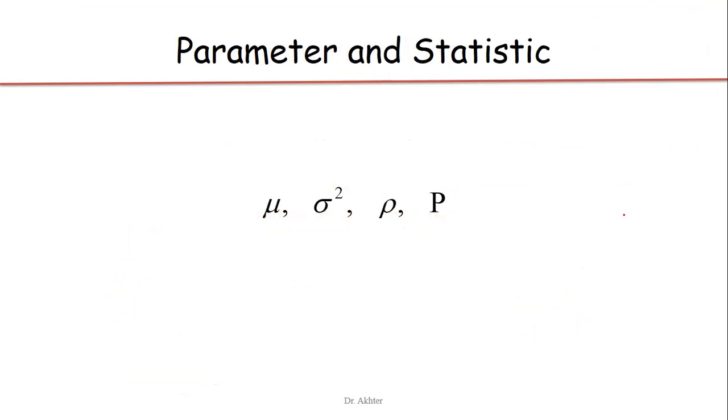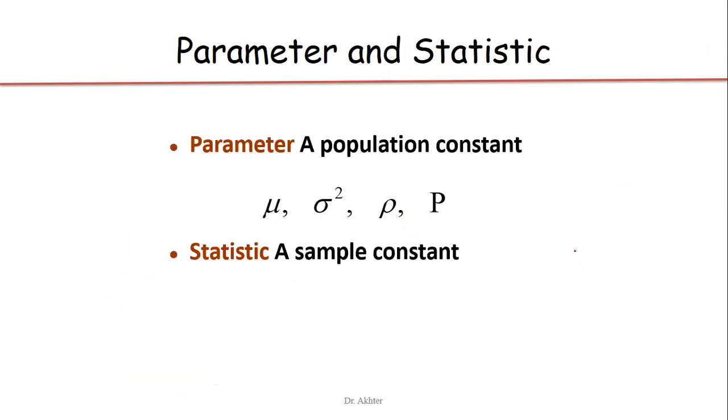In this slide, we have 4 different parameters: the population mean, the population variance, the population correlation, and the population proportion. So these are the different parameters, and corresponding to these parameters, we have a statistic. This is the sample mean corresponding to the population mean. We can say a sample mean is an estimate of the population mean. Sample variance is an estimate of population variance. Sample correlation is the estimate of population correlation, and sample proportion is the estimate of population proportion.